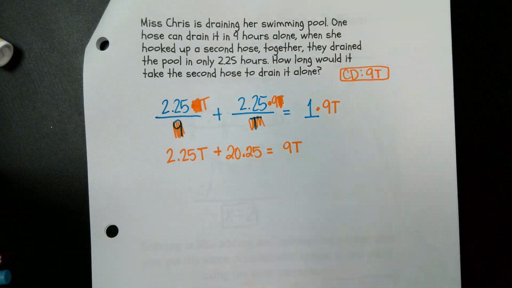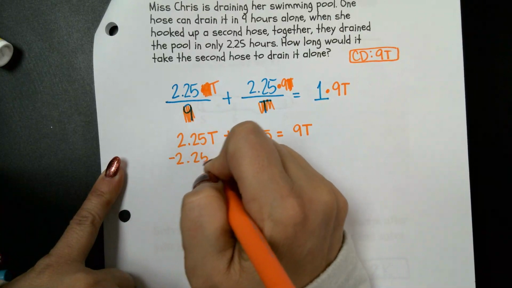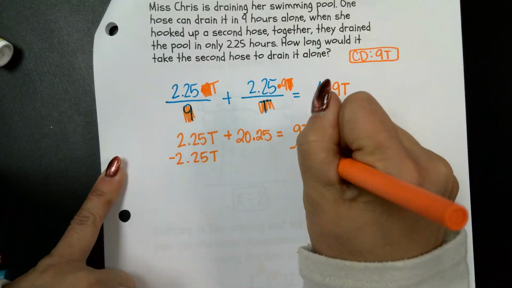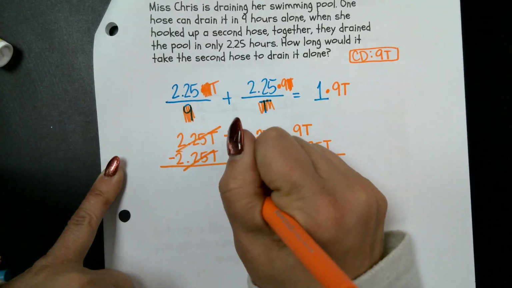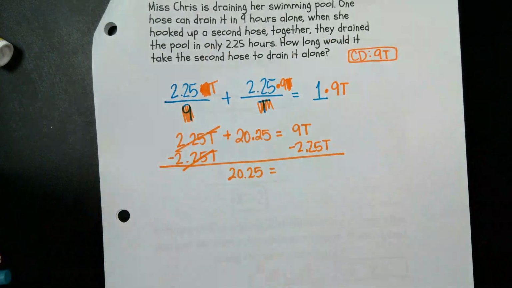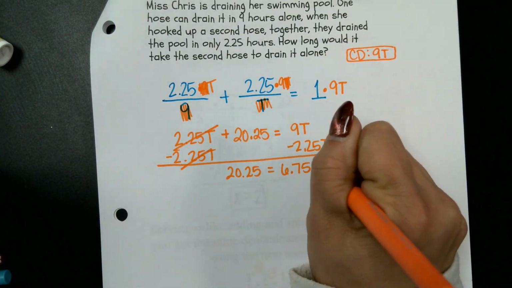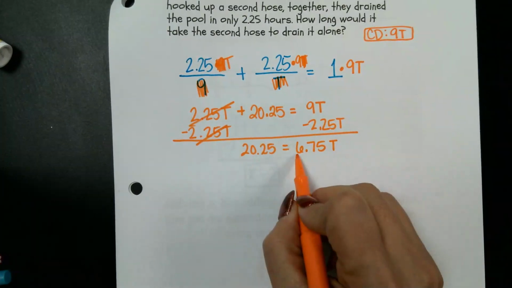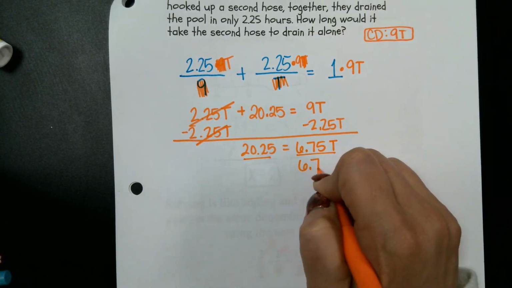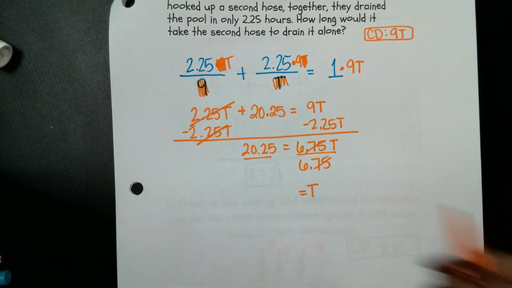And then we would just move our t's, move the 2.25t over, subtract it. So we have t's on one side, constants on the other. So we've got 20.25 equals 6.75t, and then finish with your division. And once we finish this one, that's the end of our notes, and I'll give you guys your practice page.